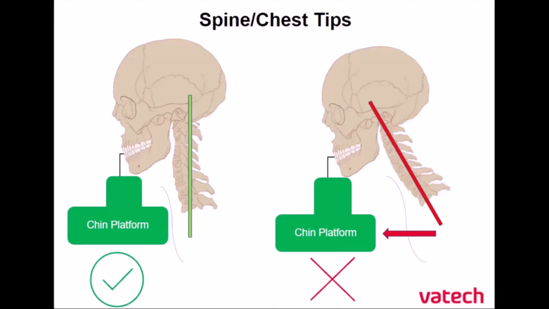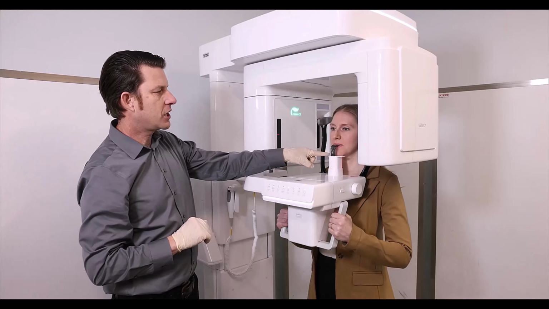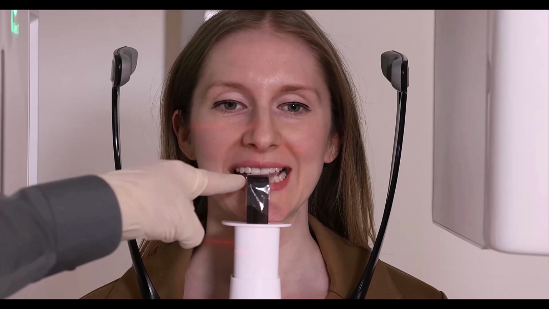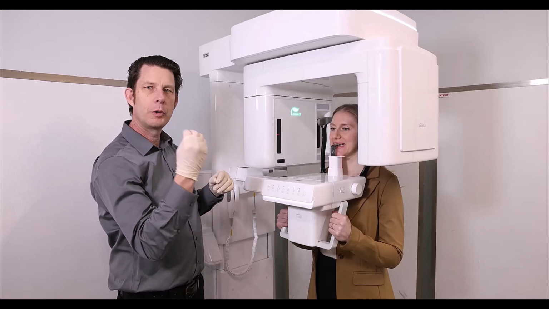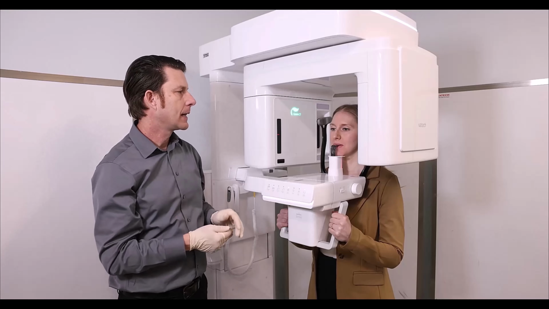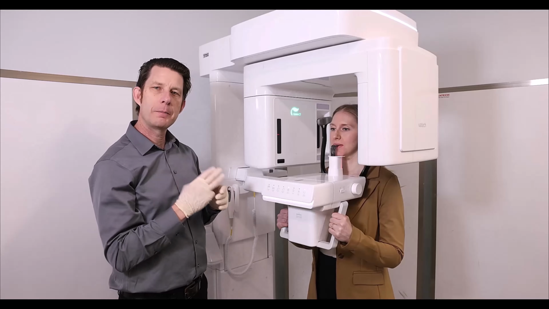As a tip, ensure the patient's spine is upright and the chest is close to the device platform, avoiding having the neck at an angle. So I can confirm the patient's chin is on the chin rest. Smile really big, we can see that her teeth are in the groove. If they're not, we would move the patient front to back to make sure that they are gently closed in that groove. We have 3 positioning beams.